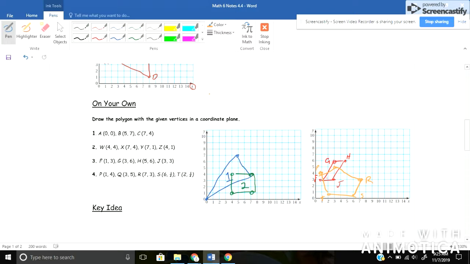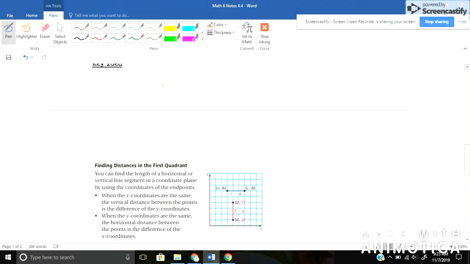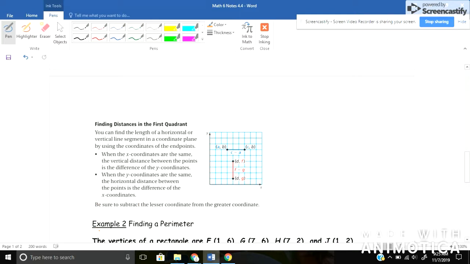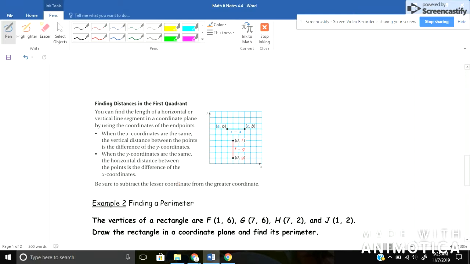Okay. Well, let's move on to our key idea next, where it says you can also find distances in the coordinate plane. You can find the length of a horizontal or a vertical line segment by using the coordinates of the endpoints. When the x-coordinates are the same, the vertical distance between the points is the difference of the y-coordinates. When the y-coordinates are the same, the horizontal distance between the points is the difference of the x-coordinates. Okay, so in other words, you're just subtracting to find the distances. It says be sure to subtract the lesser coordinate from the greater coordinate.